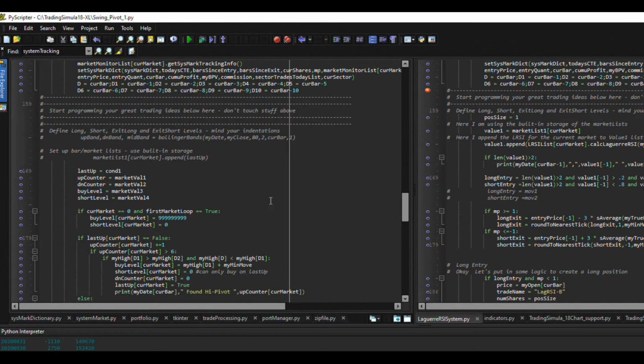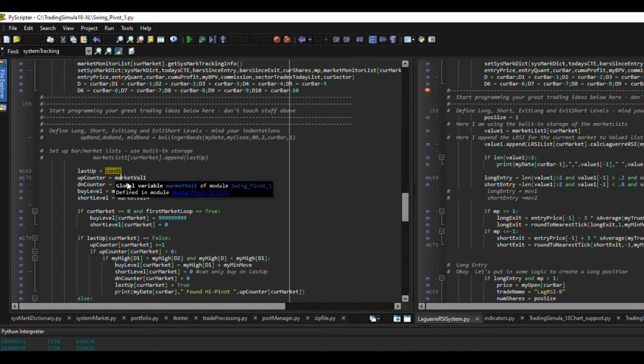Okay, so last up, meaning was the last pivot point high, is set to cond 1, and cond 1 is automatically set to false. Cond 1 is a built-in, very similar to the EasyLanguage condition 1. It's just a built-in variable, and it is turned to false initially. So last up is false. Up counter is market val 1, just like value 1 in EasyLanguage. It's 0. Down counter is 0. Buy level is 0. Short level is 0.